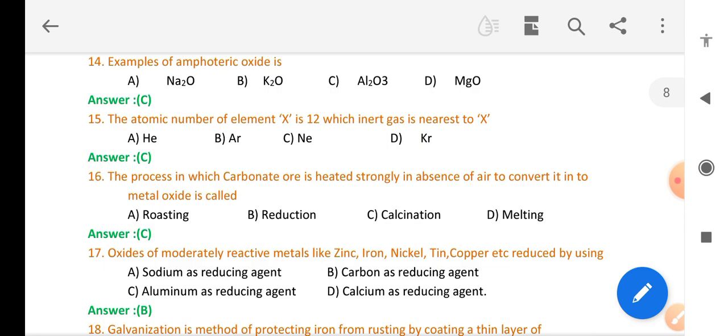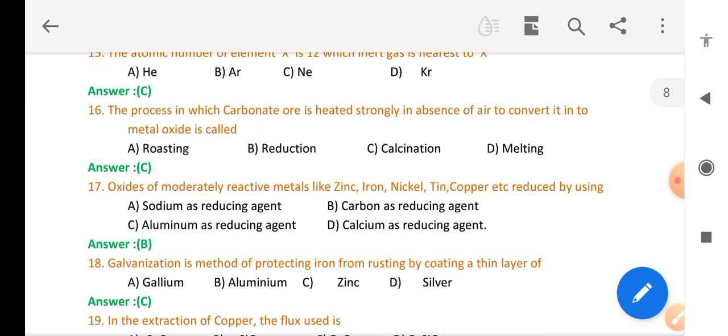In this process, the carbonate ore is heated strongly in the absence of air. When we heat a chemical, an ore, that is the calcination effect. Next question. The oxides of moderately reactive metals like zinc, iron, nickel, tin, copper, etc. are reduced by using carbon. For this reduction, carbon is used as a reducing agent.